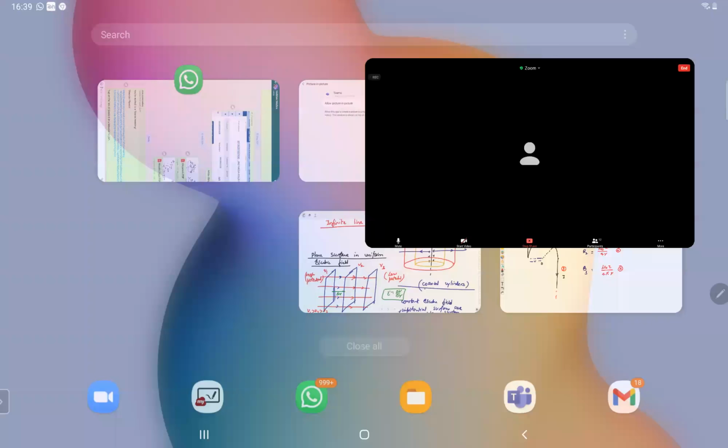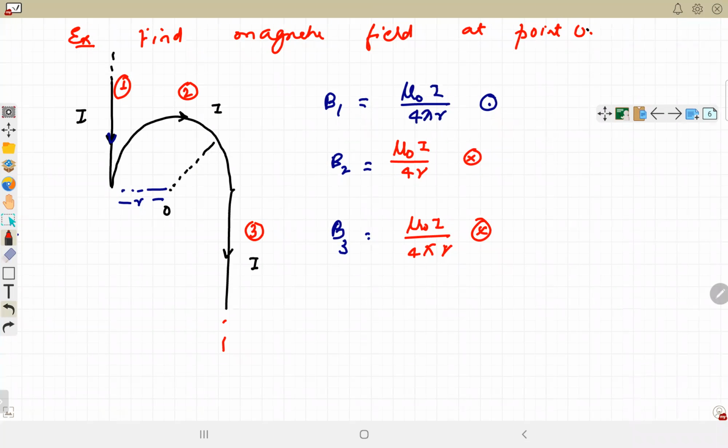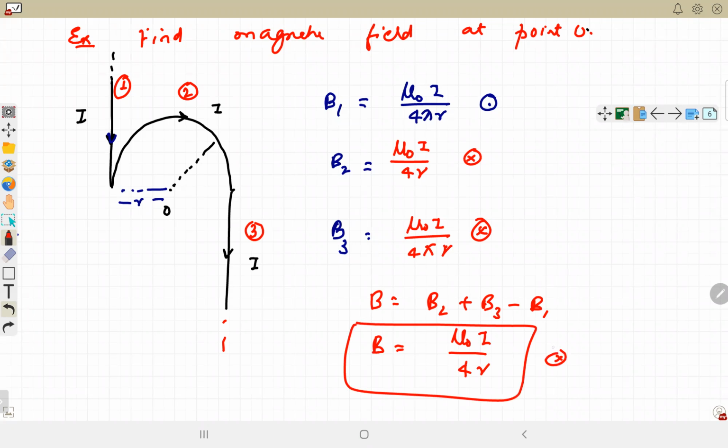Okay, so to find the resultant, B is equal to B1 plus B2, B1 minus, sorry, B2 and B3 are in same direction. So B2 and B3 will be added and B1 will be subtracted. So it will just come out mu naught I by 4 times R and it is into the plane.